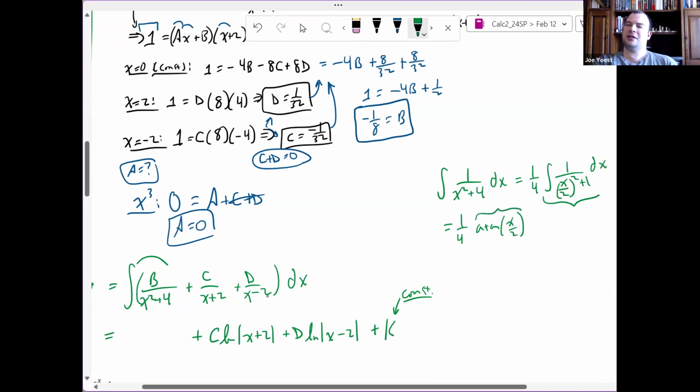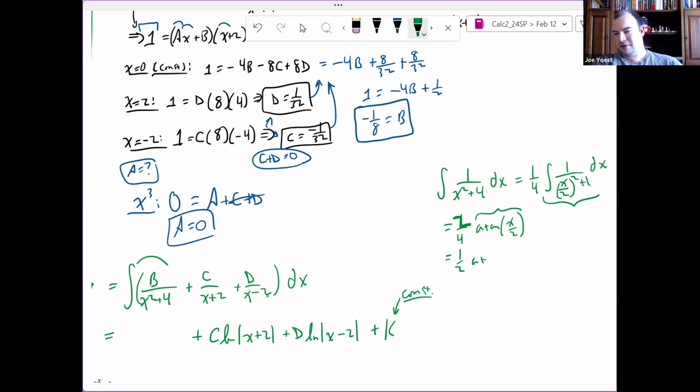If I differentiate arctan x over 2, I get 1 over 1 plus the inside squared, 1 over 1 plus x over 2 squared. That looks good. Chain rule pops out a 1/2. So I need to compensate by making this a 2 over 4 up there to cancel out that 1/2 that would pop out from the chain rule. I could also do a u substitution and so on here. But this is 1/2 arctan x over 2.